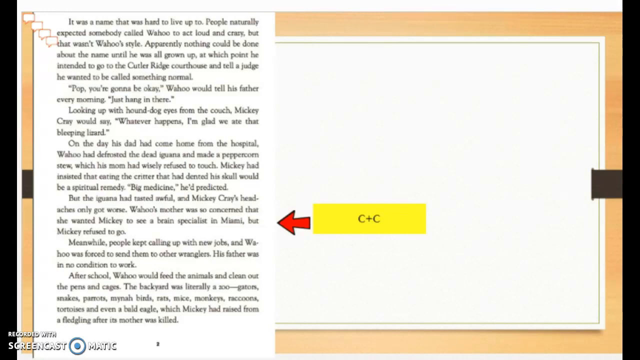Pop, you're going to be okay, Wahoo would tell his father every morning. Just hang in there. Looking up with hound dog eyes from the couch, Mickey Cray would say, whatever happens, I'm glad we ate that bleeping lizard.